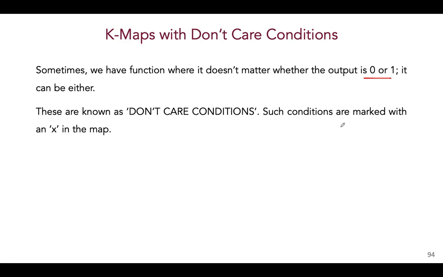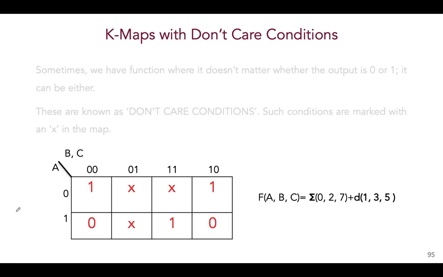Now in a K-map, these don't care conditions are marked with an X. We don't put a 1 there, we don't put a 0 there, we just put an X. That is, we don't care. So this is what it looks like. Here we have a simple illustration of a 3-variable K-map with certain don't care conditions. So this is a 1, this is a 0, which is fine. These three are then don't care conditions. So we don't care if this X is 0 or 1. It doesn't matter to the grand scheme of the circuit.